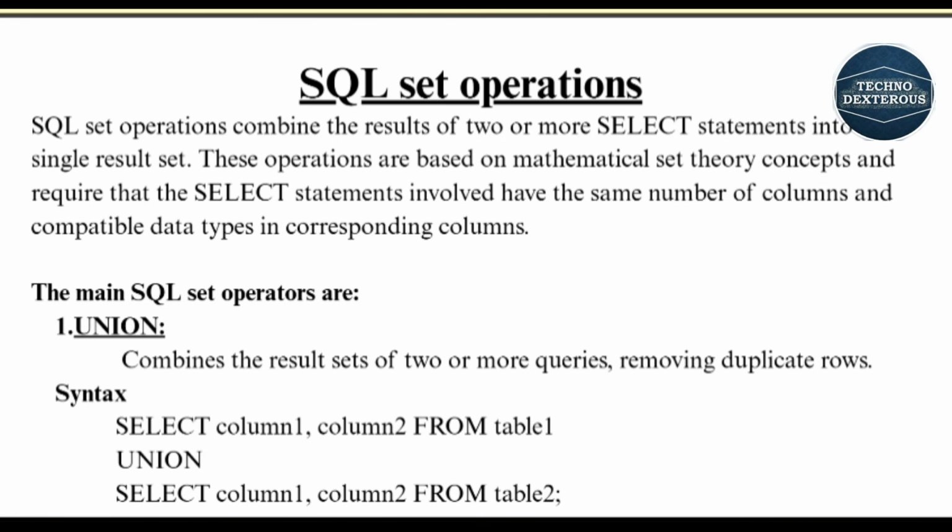First is union. Union combines the results of two queries and removes duplicates. Example: SELECT city FROM customer UNION SELECT city FROM supplier. This returns all the unique cities from both tables.